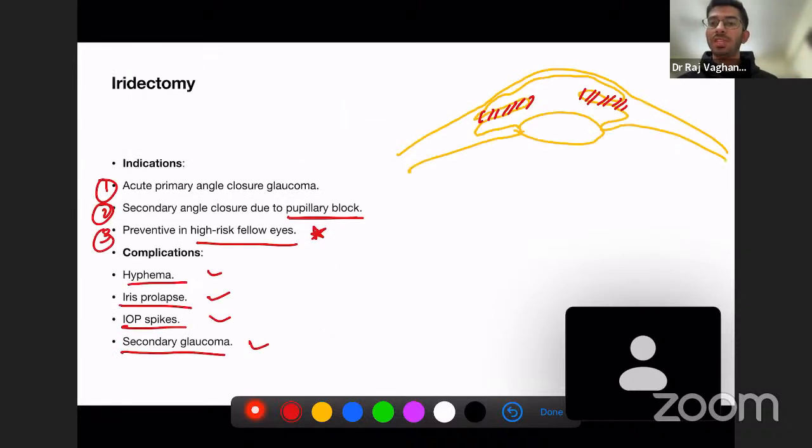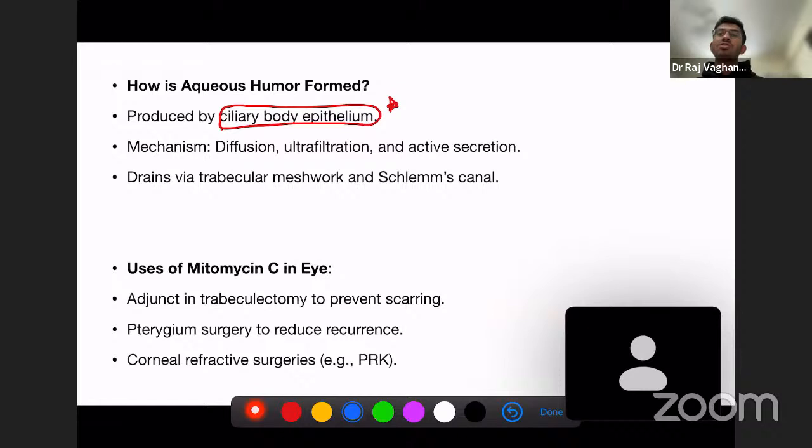Now, what is the ciliary body epithelium? What is the ciliary body? This complete structure, which I'm highlighting, is the ciliary body. So it has an epithelium like this. Now this epithelium produces aqueous humor and secretes it into the anterior chamber.